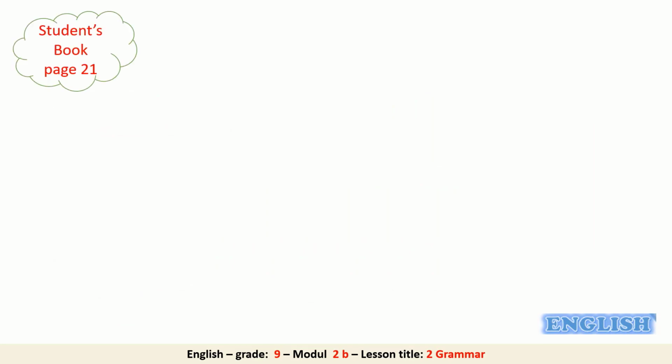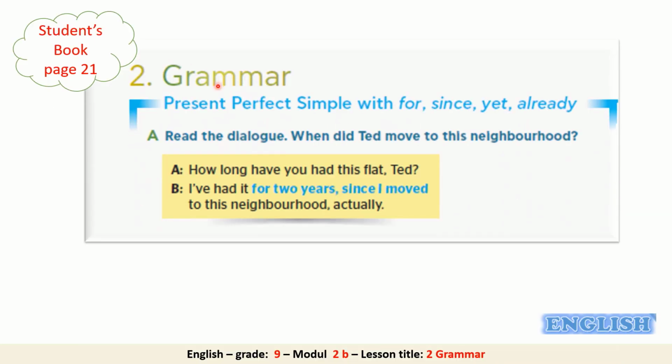Now, let's go to students' book, page 21. Grammar, present perfect simple with for, since, yet, already. Read this dialogue. When did Ted move to this neighborhood? Let's read the dialogue. A: How long have you had this flat, Ted? B: I've had it for 2 years since I moved to this neighborhood, actually. So, when do you think Ted moved to this neighborhood? Excellent. He moved there 2 years ago. So, he has had his flat for 2 years.